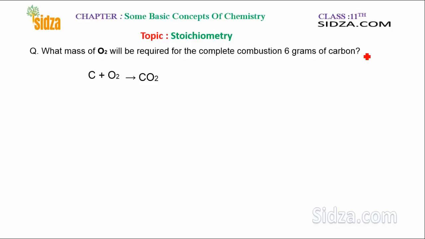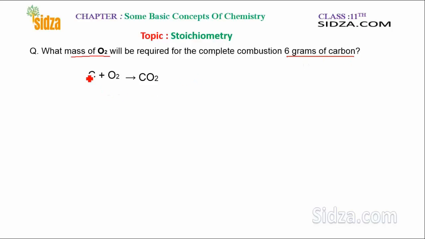Now in this video we will do some numericals on stoichiometry. Here in this equation, carbon reacts with oxygen and forms carbon dioxide. This is the combustion of carbon. This is a combustion reaction. And here we have to find what mass of oxygen is required to completely combust 6 grams of carbon.